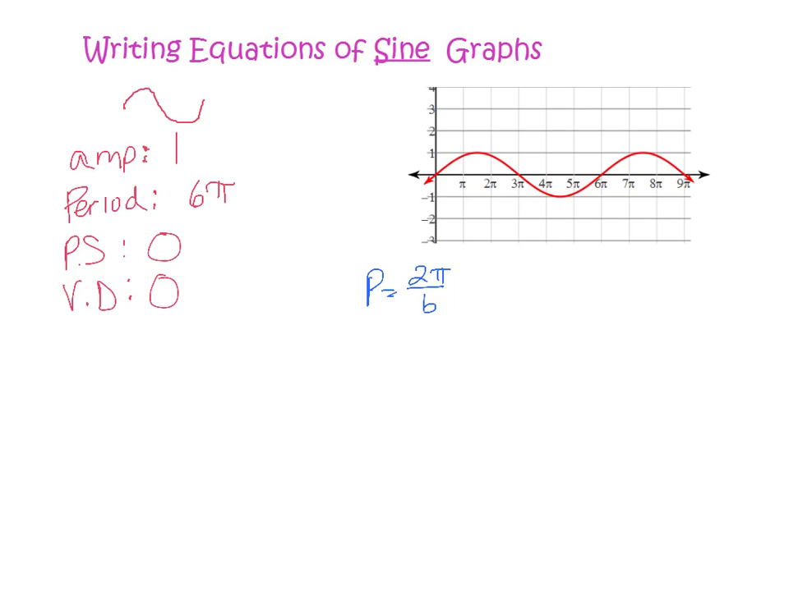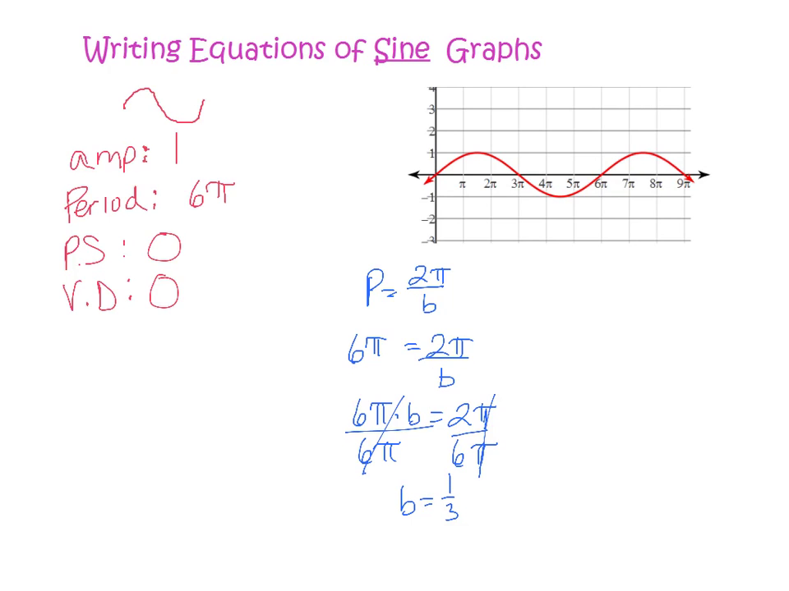What's different is I used to know what B was. Now I know what the period is. The period is 6 pi. If I multiply both sides by B and then divide by 6 pi, you can see that my B value must have been 1/3. If you know the B value, that's really all I got going on in this graph. I think I can write the equation.